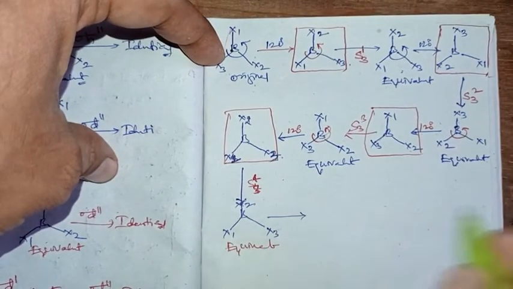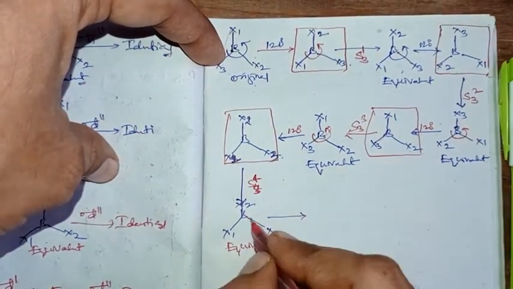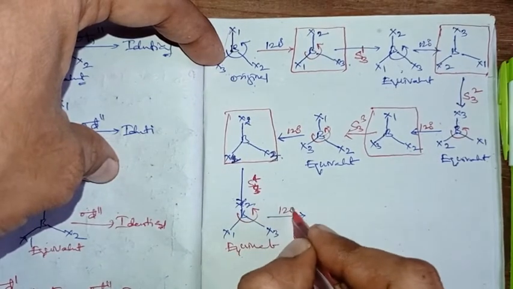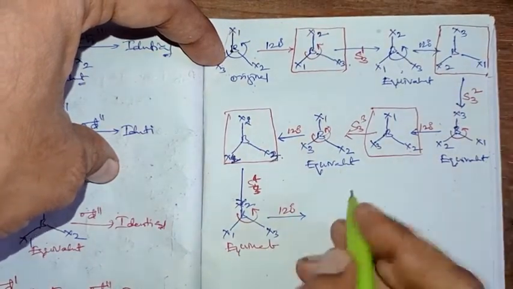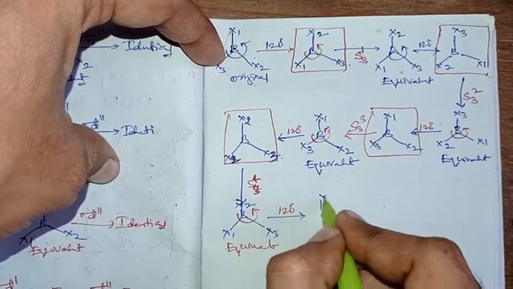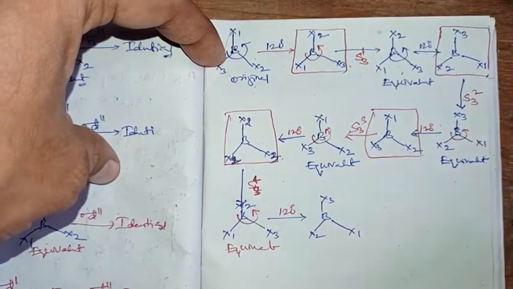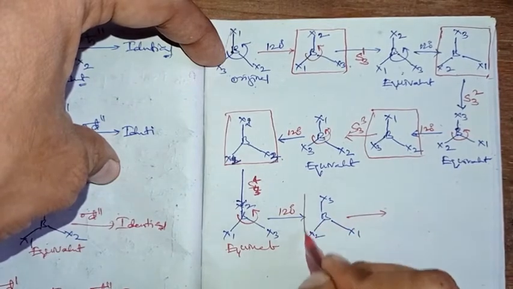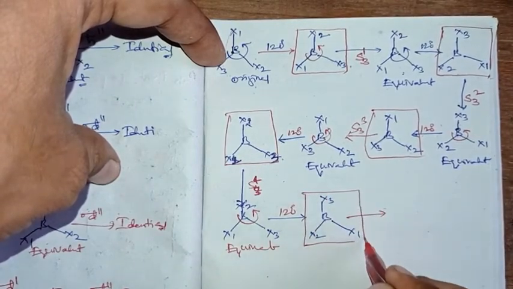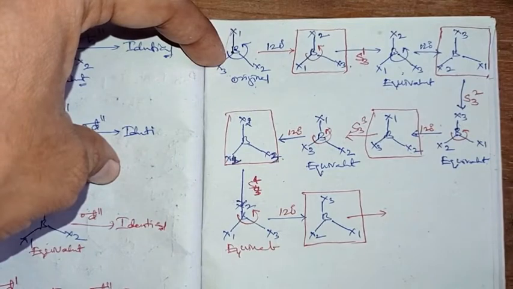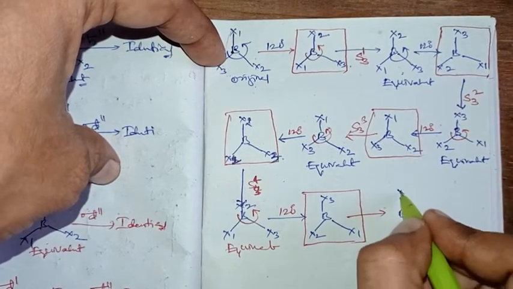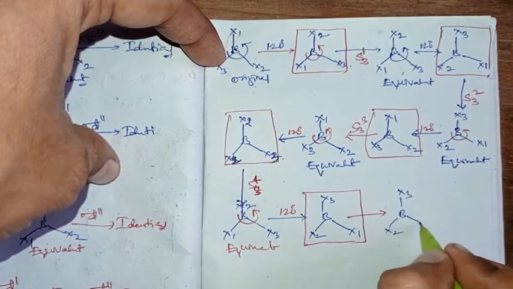So doing more rotation followed by reflection, 120 degrees of rotation, B, x3, x2, x1, and their reflection, B, x3, x2, x1.